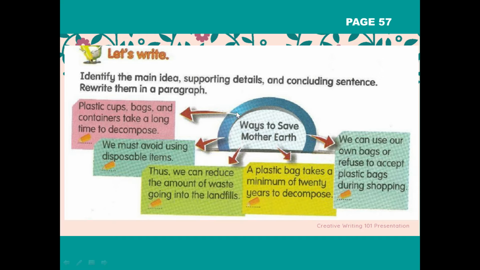So it is about ways to save Mother Earth. In this there are five sentences here. In these five sentences, there is one main idea, three supporting details, and one concluding sentence. So we need to identify which one is the main idea, which are the supporting details, and which one is the concluding sentence. Ways to save Mother Earth.